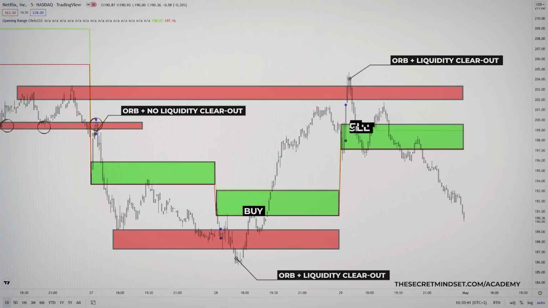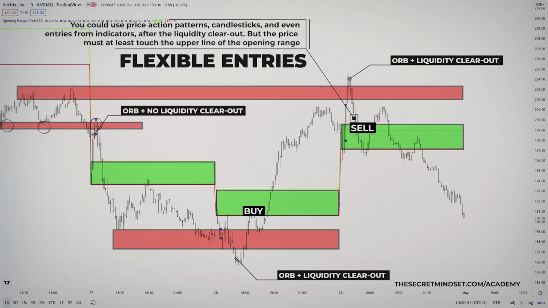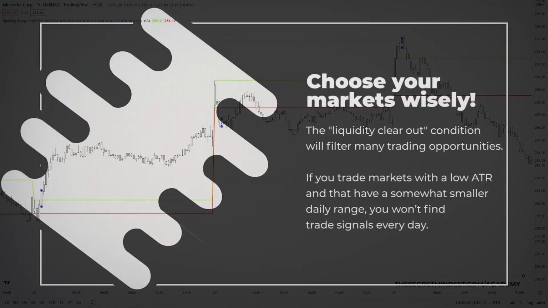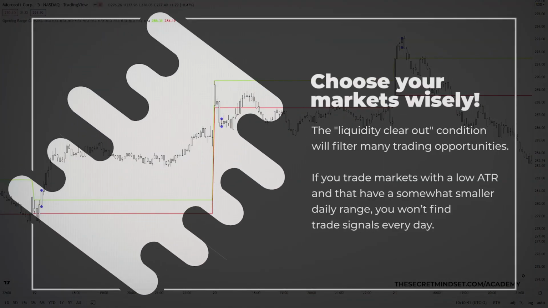There aren't set rules for the entry. You could use price action patterns, candlesticks, and even indicators to enter after the liquidity clear out. But the price must at least touch the upper line of the opening range. I hope you see the logic behind this technique. 3 consecutive days, and not one single clear breakout in the initial direction. The liquidity clear-out condition will filter many trading opportunities.